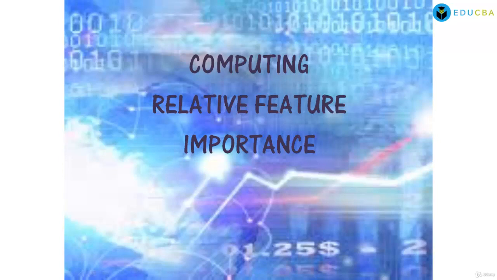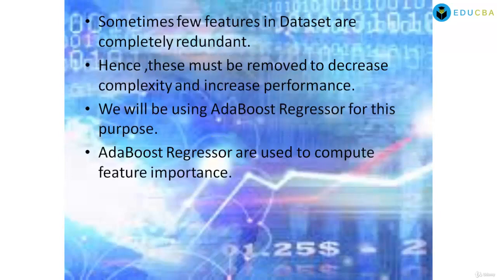Hello friends, computing relative feature importance. In this video we will learn about Adaboost Regressor. So when we are working with a dataset that contains n-dimensional data points, we have to understand that not all features are equally important. If we have this information, we can use it to reduce the dimensions. If we remove these redundant dimensions, it will increase our performance.